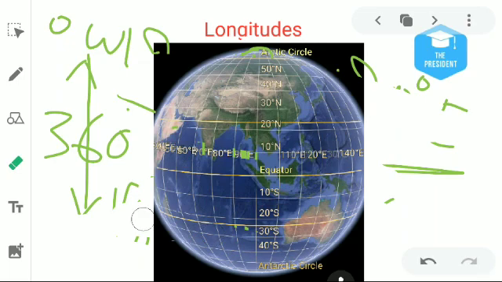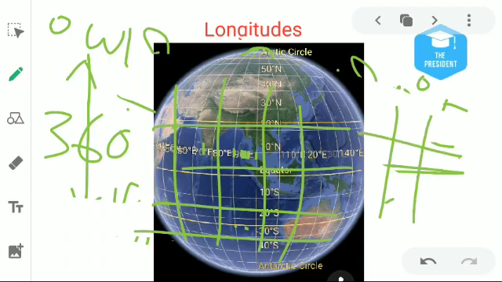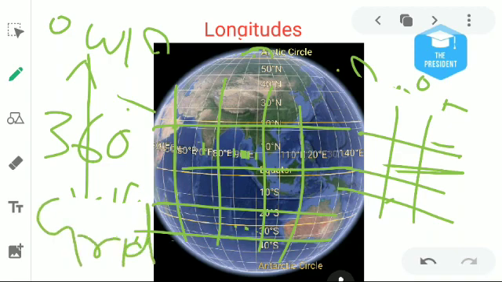One more thing: on the globe, these lines, latitudes and longitudes, form a structure which is known as the grid. You can see the longitudes and latitudes intersecting each other at particular places. This structure is known as a grid, and basically the grid is used to find the location of any place in its exact position. Okay, thank you.